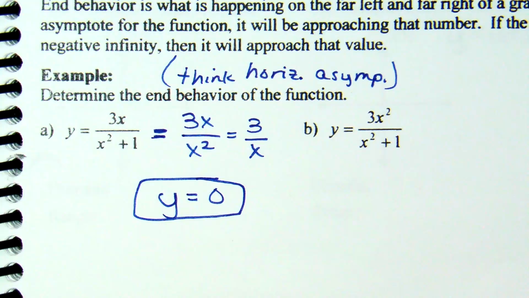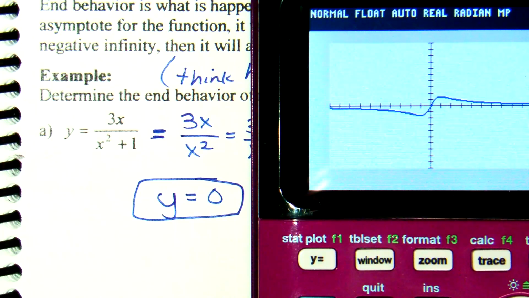Here's the graph. Do you see that horizontal asymptote of y equals 0? On the left, it's on the bottom. My graph is running underneath it. On the right, it's running over it. And as my graph goes out to the edges, my y values are getting closer and closer to 0. So thus, y equals 0.